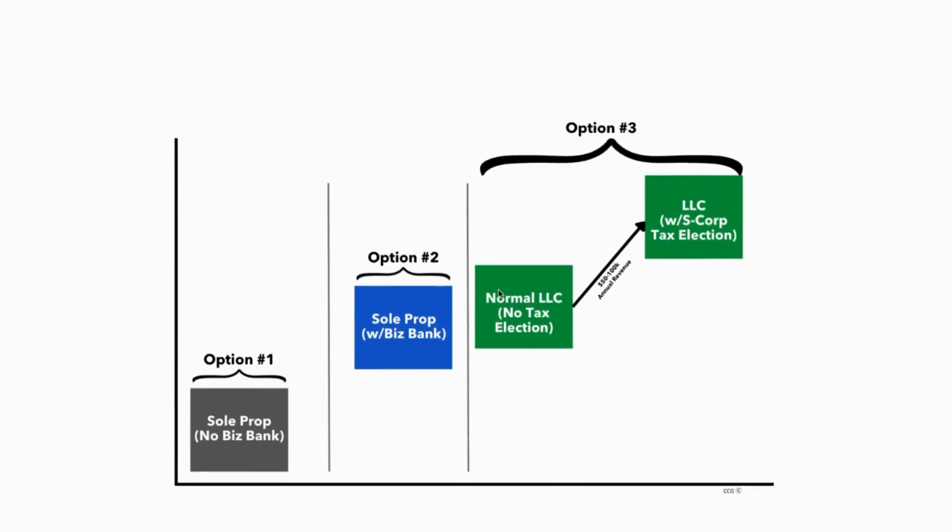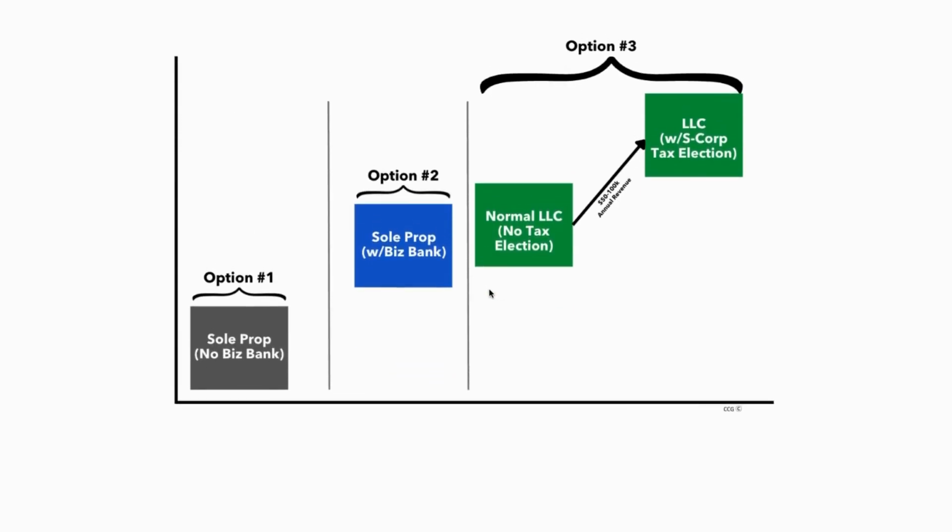So option number 1 was the easiest: literally do nothing, just have fun and go have practice clients. Option number 2 is very straightforward as well. You just decide, do I want to do a DBA? Do I want to get an EIN? The answer to both of those is probably going to be no. Then all you do is follow the training on opening a business bank account and you are rocking and rolling. So not a lot of delay there. That's option number 1 and that's option number 2.